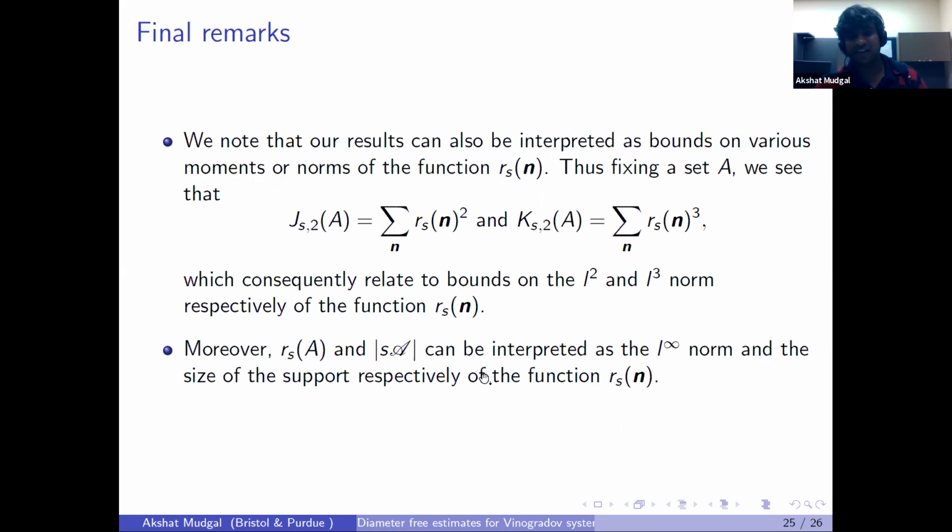And similarly, the sumset can be seen as the size of the support of the representation function. So in general, this study has basically been considering various norms and moments of the representation function.